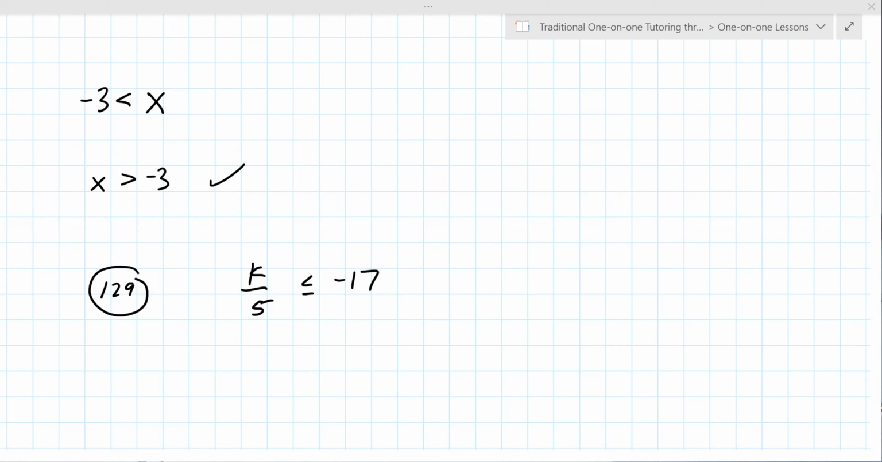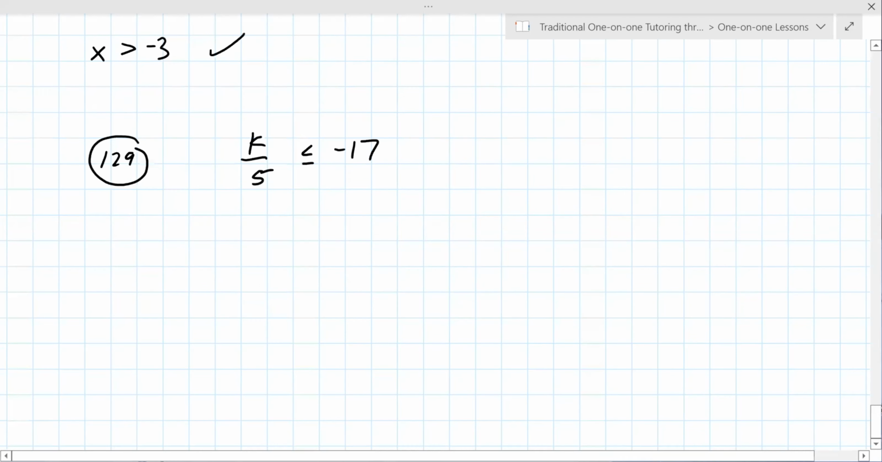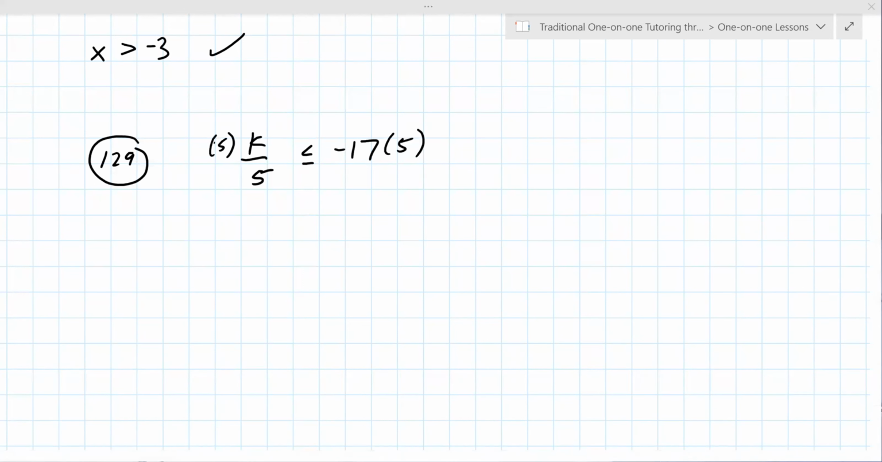Okay. Is this right? Yeah. K divided by 5 less than or equal to -17. So how would you solve this based on what you know? You would multiply 5 by both sides, the k. Okay. Very good. So grab your calculator if you need to. Let me know what you come up with. Okay. -157. Try again. I don't think you cleared out your calculator.